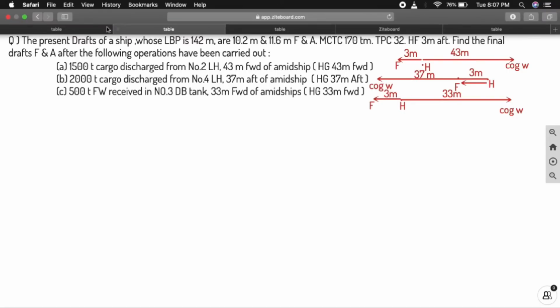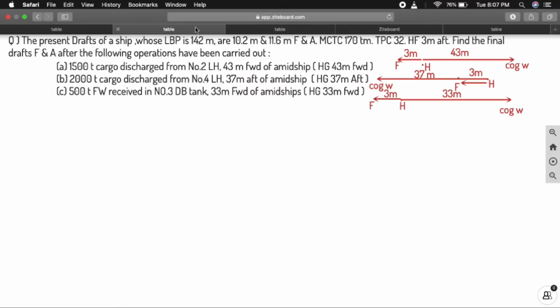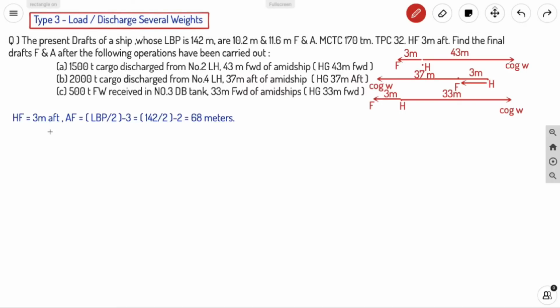Next, we will write our initial drafts in our table, 10.2 and 11.6 as given in the question. Next we need to find the mean sinkage or rise. For that, first we will find the distance from aft to the center of flotation. HF is given as 3 meters aft, so aft to F is LBP by 2 minus 3, that's 142 divided by 2 minus 3 meters. You will get 68 meters.